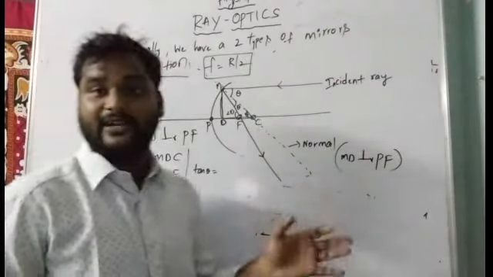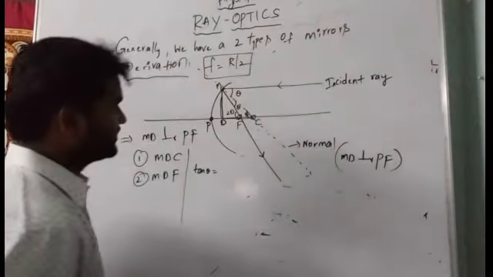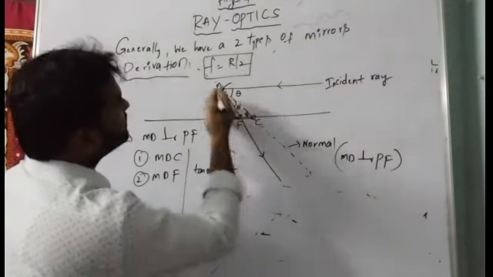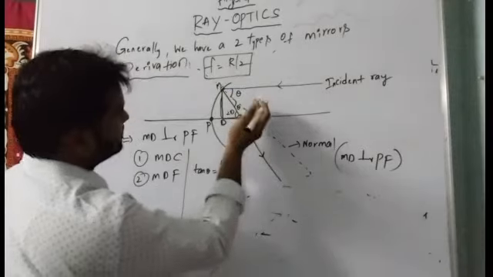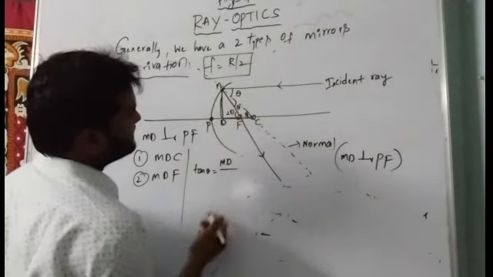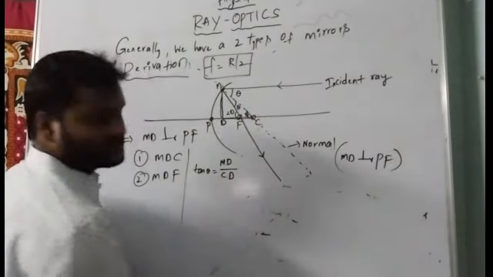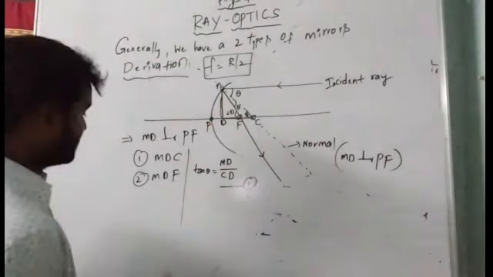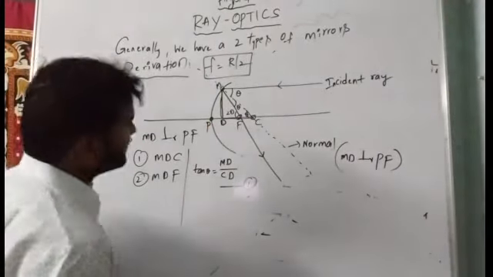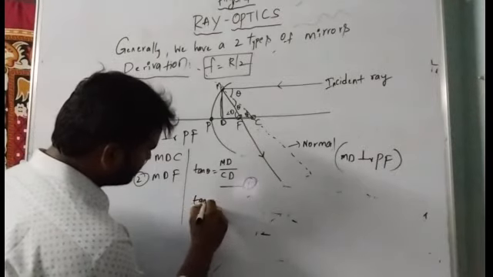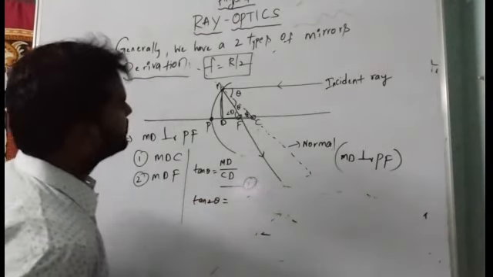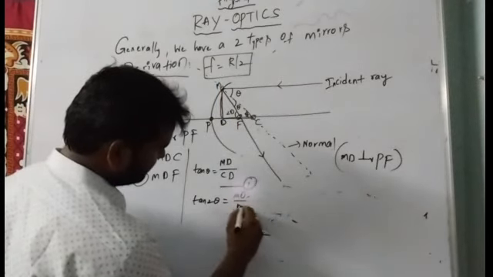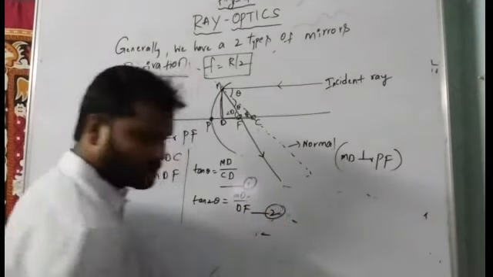Tan theta is opposite by adjacent. See here, what is the opposite? MD. What is the adjacent? CD. So tan theta is MD by CD. Take it as equation number 1. Next, from the triangle MDF, what is tan 2 theta? Tan 2 theta is equal to MD by DF. Take it as equation number 2.